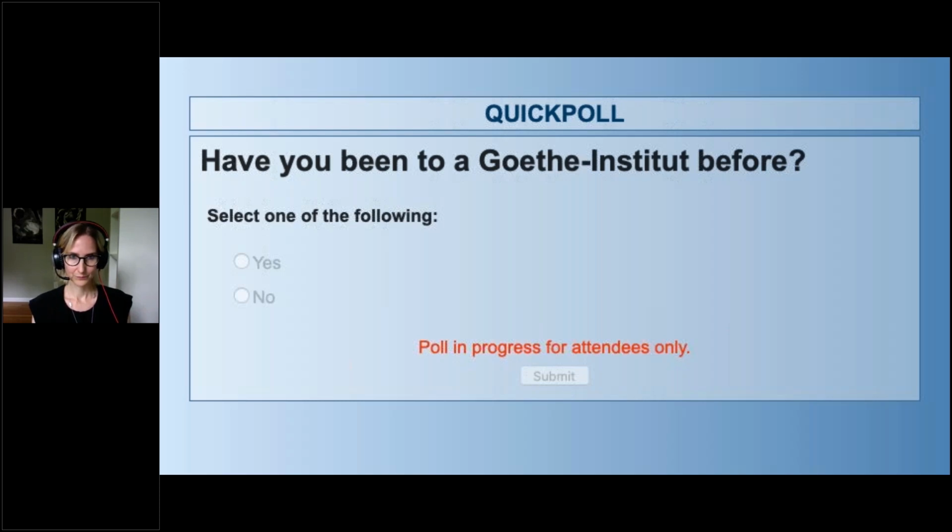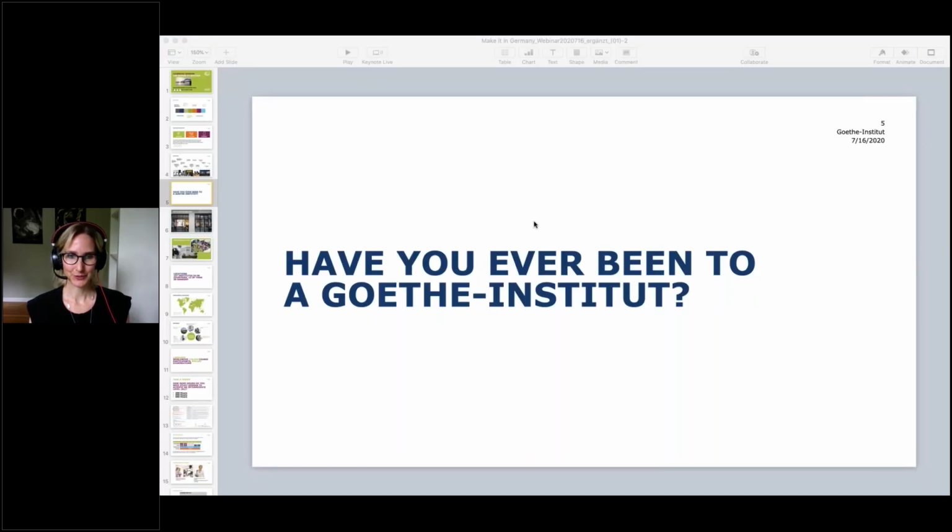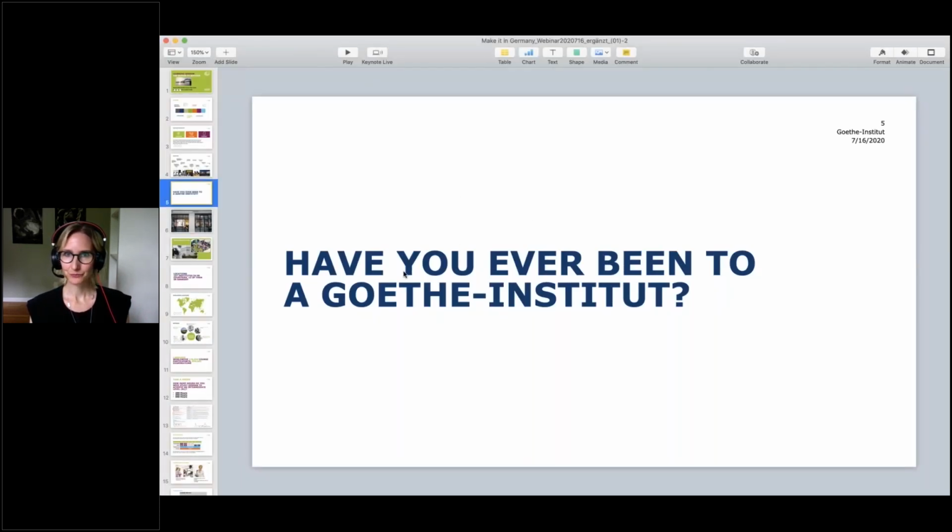Now it's interesting, 73% of the people have never been to a Goethe-Institut before. Okay, that's good to know. So we can give you a bit more information on the background of the Goethe-Institut and hopefully show you how to find us and where to find us.